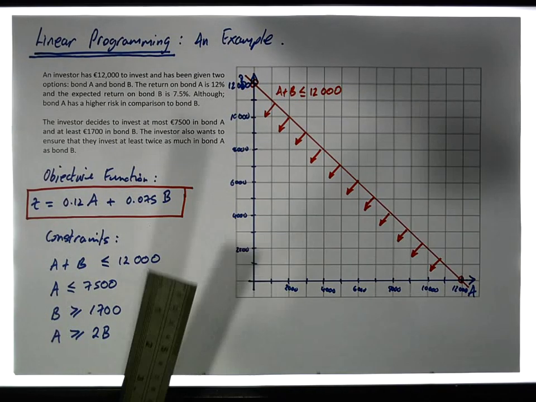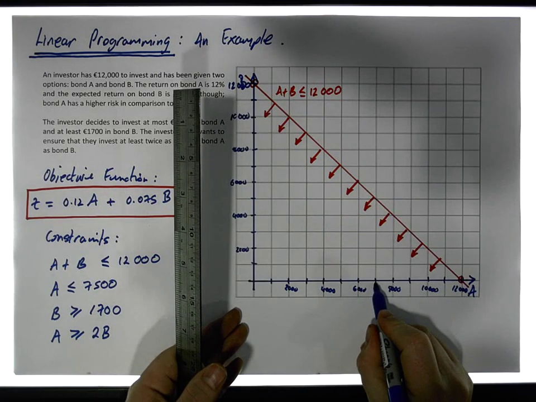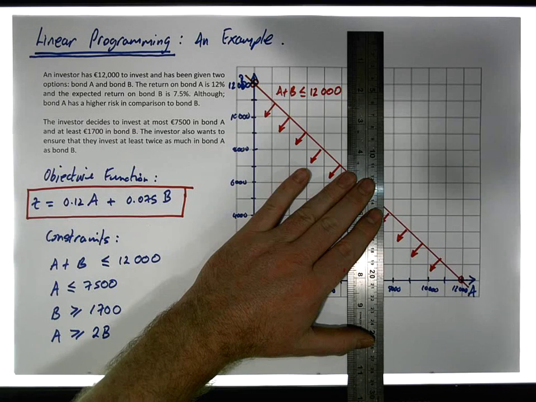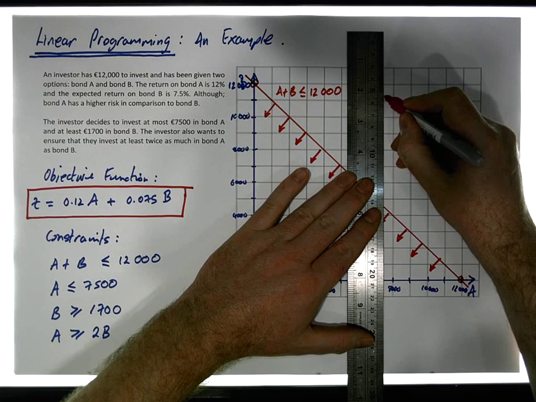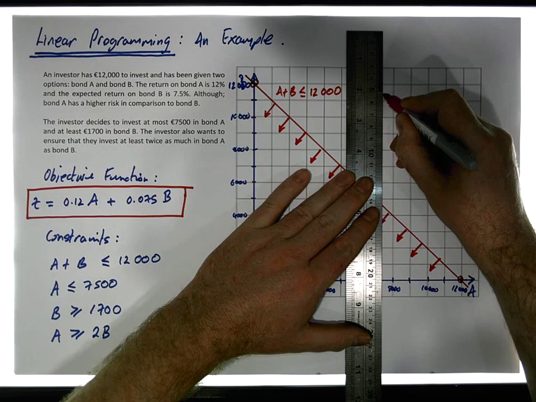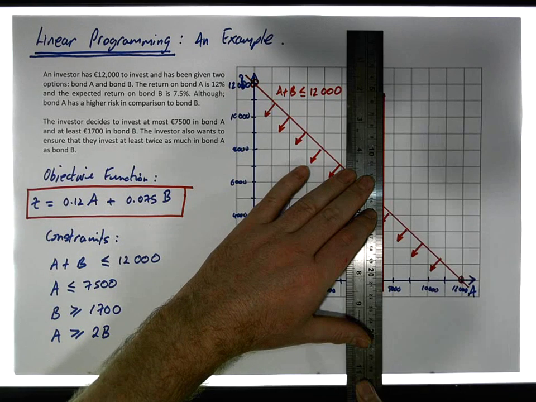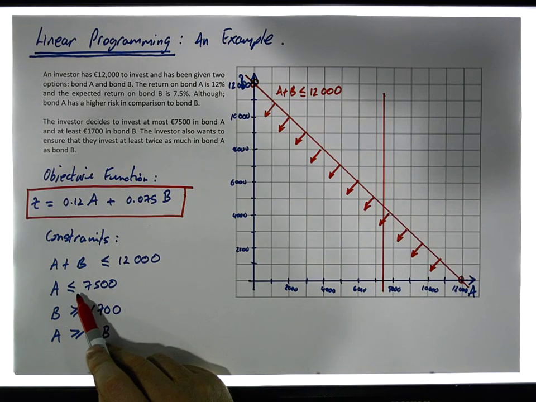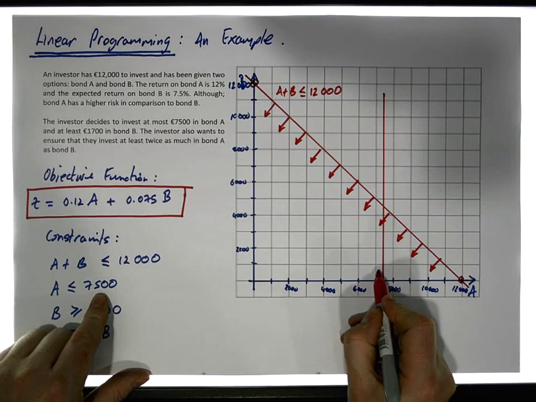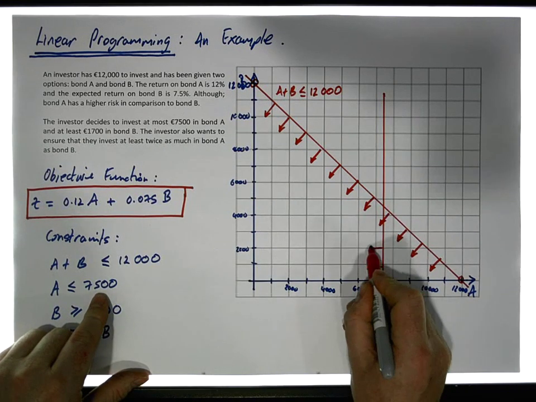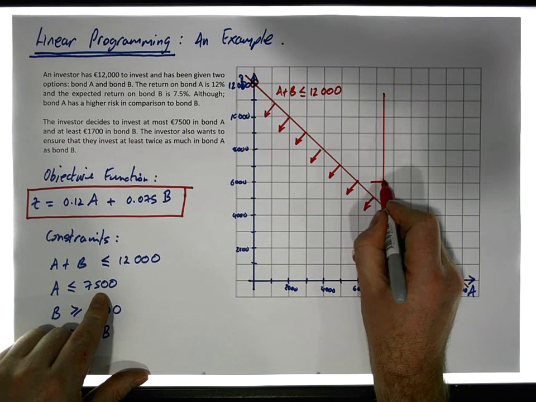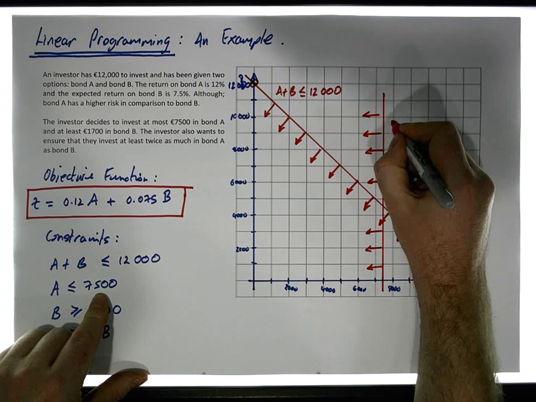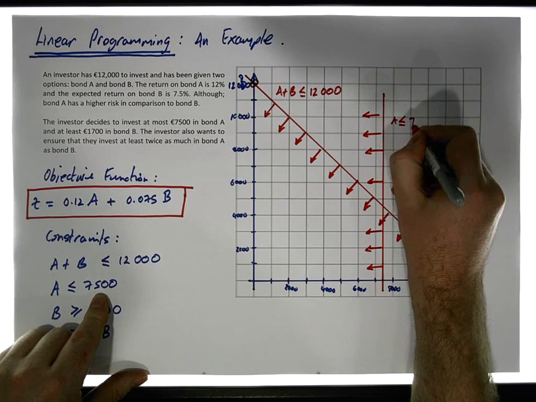Where is a 7,500? It's 7,000 here, 7,500 here. So everywhere along here, it's effectively 7,500. So what we end up with is, everywhere along here, we have a is 7,500. But we're interested in a being less than or equal to 7,500. So effectively, we're interested in this side of the plane here, with respect to this particular line. This is the line a is less than or equal to 7,500.